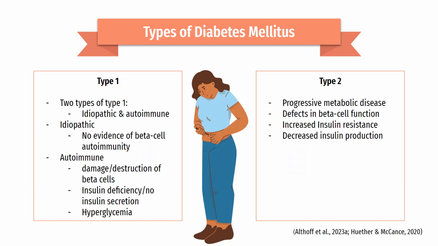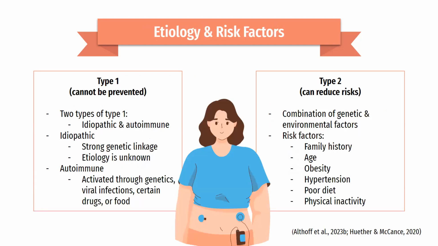Moving on to type 2 diabetes, this is the type many of us are more familiar with. This is a progressive metabolic disease in which there is a defect in beta cell function, leading to an increase of insulin resistance and a decrease of insulin production. A key point to remember is type 1 diabetes is an autoimmune disease, while type 2 diabetes is a metabolic disease.